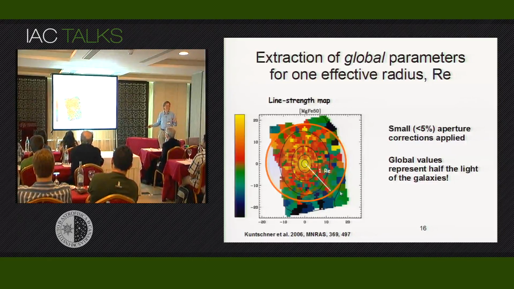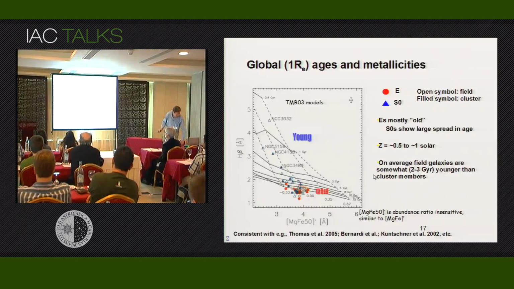So the region that's covered of the galaxies goes more or less up to 1 Re, sometimes in the mosaic, sometimes in one pointing, and sometimes a slight aperture correction is applied. But it's small. So what we're talking about here is global values, sometimes it's in Re over 8, sometimes it's in Re.